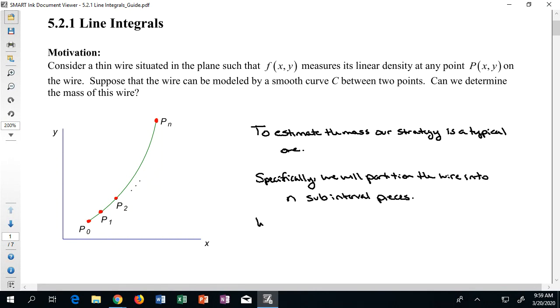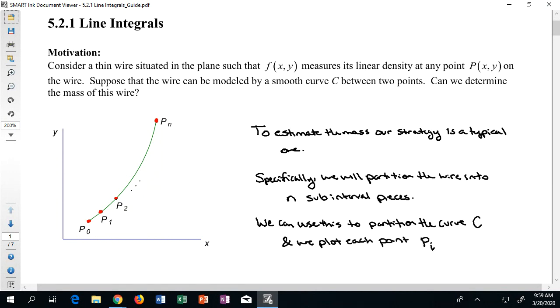So I'll go ahead and write that we can use this to partition the curve C, and we plot each point P sub i on C as shown in the picture.